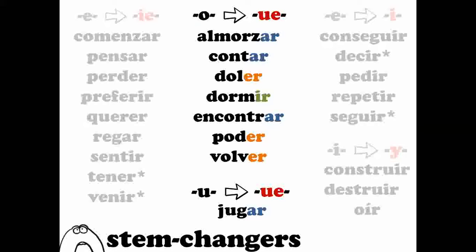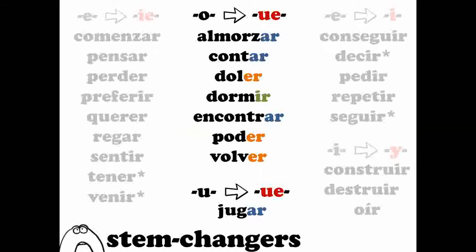O to UE, that's the other one. It's the one that does not include an E or an I. And we're also going to go over U to UE because, again, it's a one-time thing. It doesn't happen a lot. So O disappears. It's replaced by UE. So puedo, puedes, puede, but podemos, pueden.